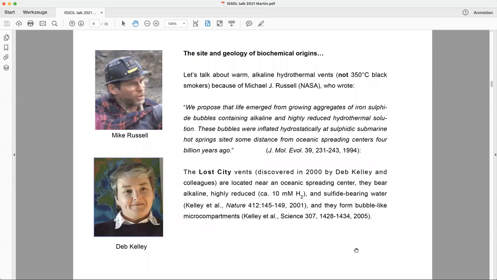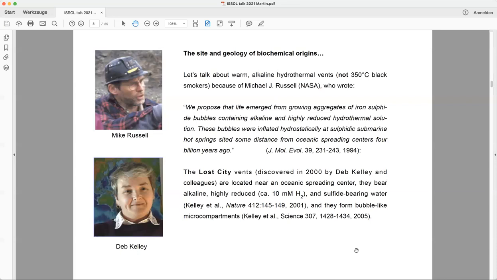The kind of hydrothermal vents that we think are interesting for the origin of life were postulated by Mike Russell in his expeditions looking for ore deposit sites, and they were discovered by Deb Kelly at Lost City, discovered in 2000. And the interesting thing about Lost City from a microbiological standpoint is that the effluent from that hydrothermal system contains a lot of hydrogen, about 10 millimolar hydrogen, which is orders of magnitude more than microbes need to live.